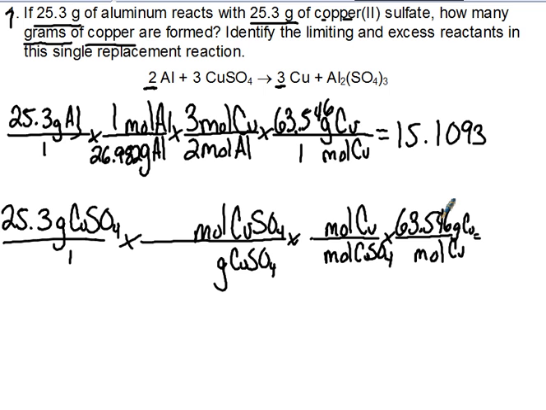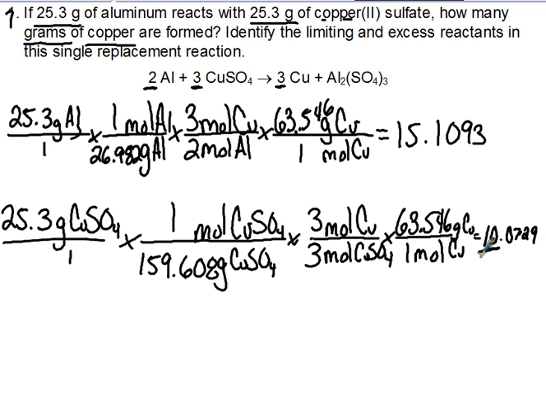I'm going to go back to my periodic table, add up the mass of 1 copper, 1 sulfur, and 4 oxygens. That gives me 159.608. Periodic table is always in 1 mole. The number in front of copper sulfate is 3. The number in front of copper is also 3. Periodic table is always in 1 mole. Multiply the tops, multiply the bottoms, divide the top by the bottom, and I get 10.0729.